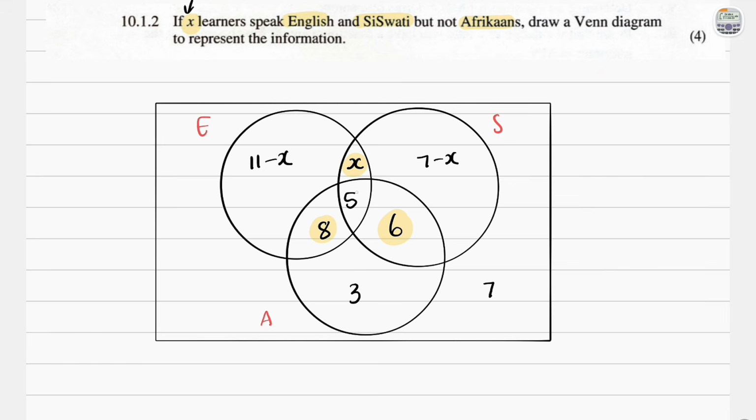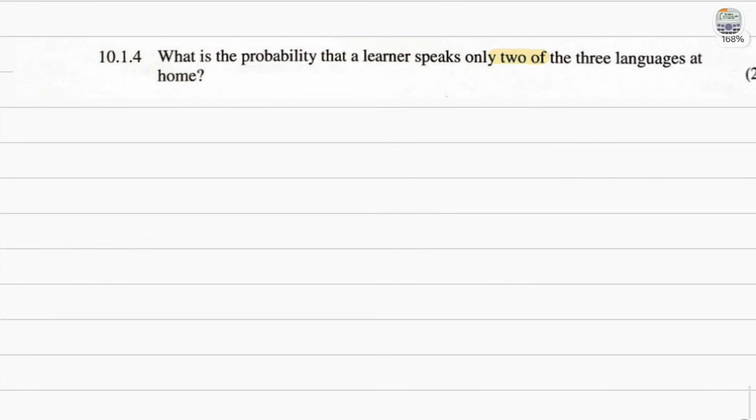We can't include 5 because they speak how many languages? They speak 3 languages in total. So we're going to include that's 2, of course, x is 2. So it's 2 plus 8 plus 6, which is 16. So that's what we'll tell them, that 2 plus 8 plus 6 is 16.